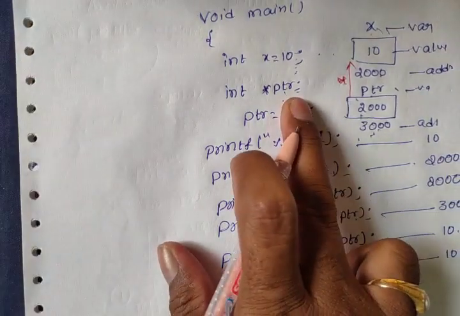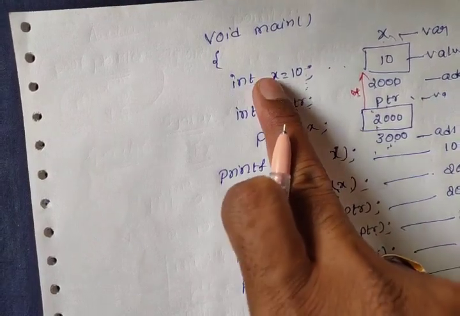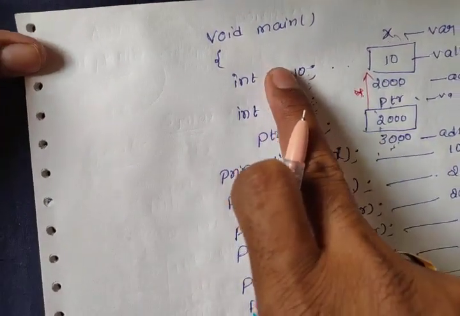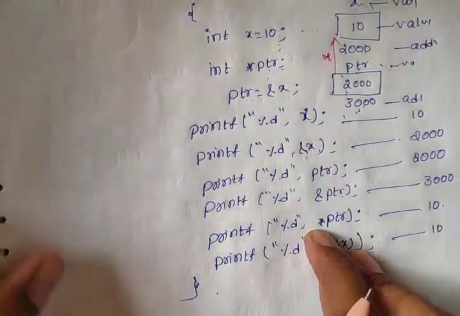So this is a normal variable and this is a pointer variable. It is a general variable and it is a pointer variable. So this is the way of writing one simple example for pointers.